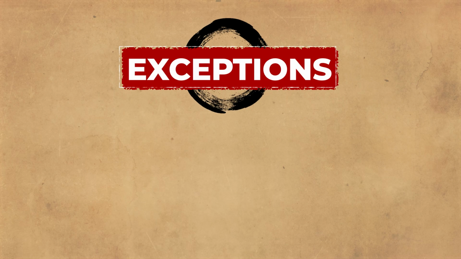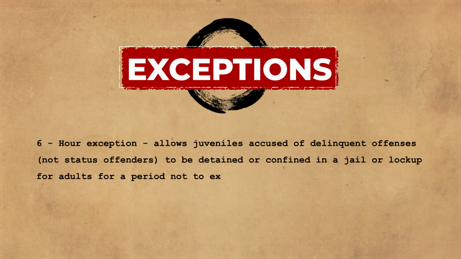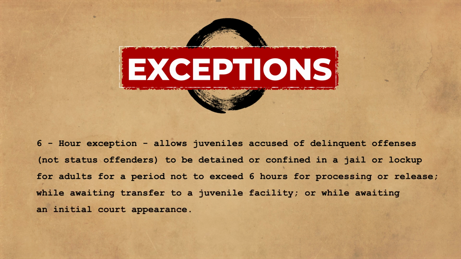There are some situations where a juvenile may be imprisoned in an adult jail. For example, the 6-hour exception allows juveniles accused of delinquent offenses, not status offenders, to be detained or confined in a jail or lockup for adults for a period not to exceed 6 hours for processing or release, while awaiting transfer to a juvenile facility, or while awaiting an initial court appearance.